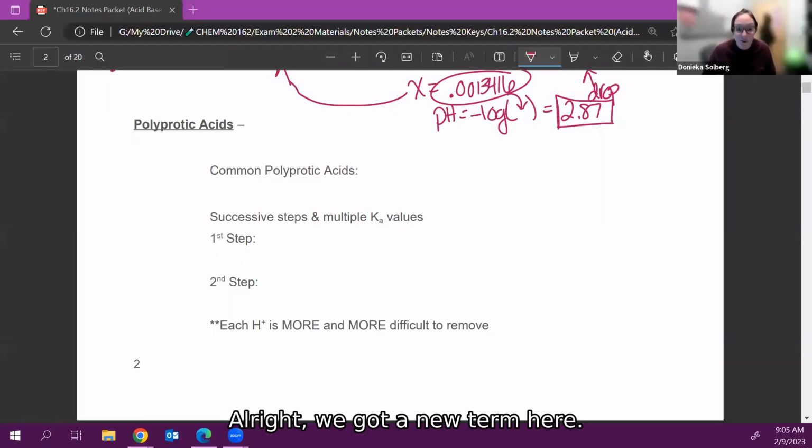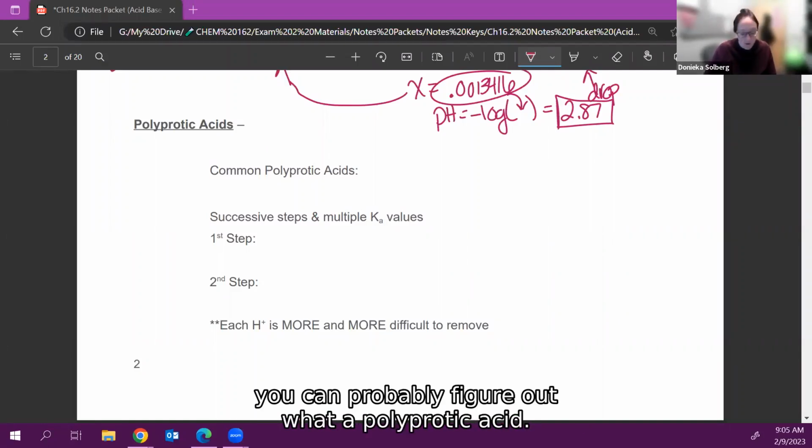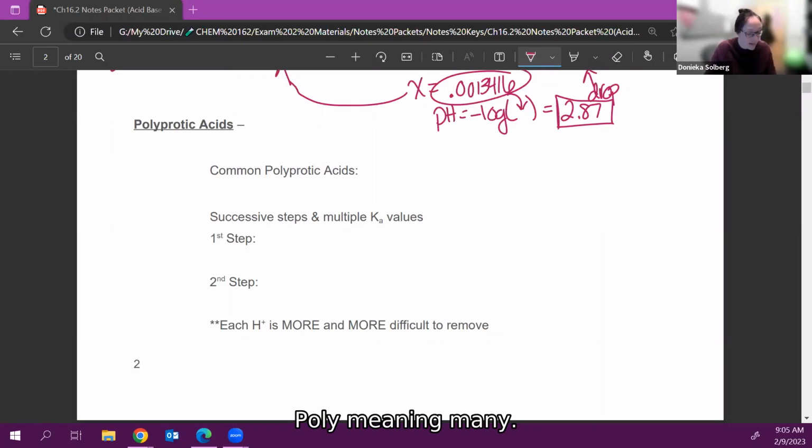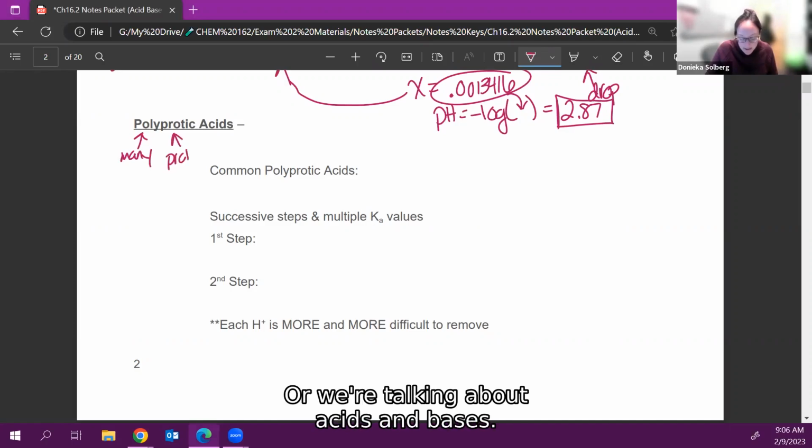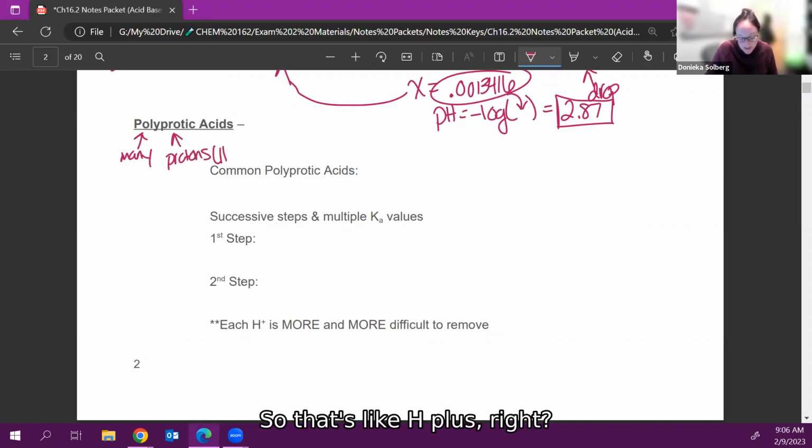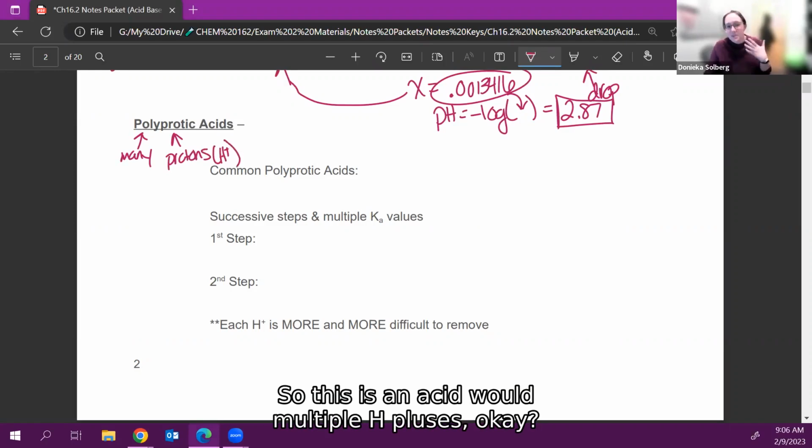All right, we got a new term here. This is polyprotic acids. Now, if you break down the word, you can probably figure out what a polyprotic acid means. Poly meaning many, right? So you know this means many. Protic means protons, or we're talking about acids and bases, so that's like H plus, right? So this is an acid with multiple H pluses.